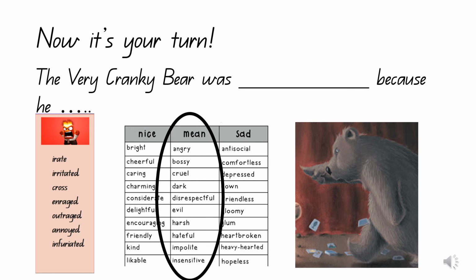Now it's your turn. You are going to write me a sentence about what the Very Cranky Bear was like at the beginning of the story, and you're going to use some of those words there in that circle. Or if you can think of a different word that you would like to use, that would be fine as well. So an example might be, the Very Cranky Bear was angry because he really wanted to go to sleep.